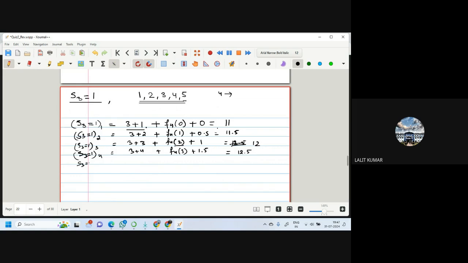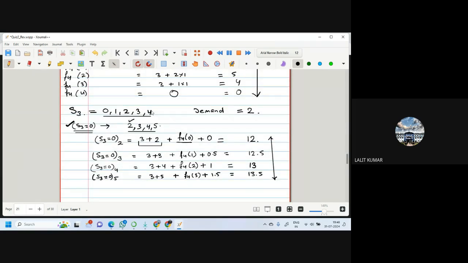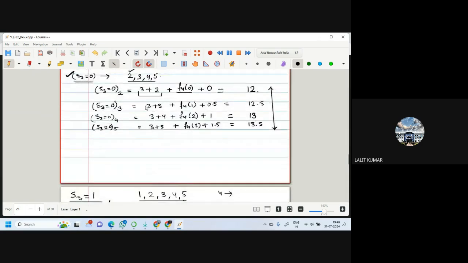And now I come here last. S3 is equal to 1, I order 5. 3 plus 5. 2 I consume and 4 I carry. F4 4 is 0. 5 plus 3, 8 plus 2 is equal to 10. So this I can take care of for S3 is equal to 1. And how many states can I have? 0, 1, 2, 3, 4.